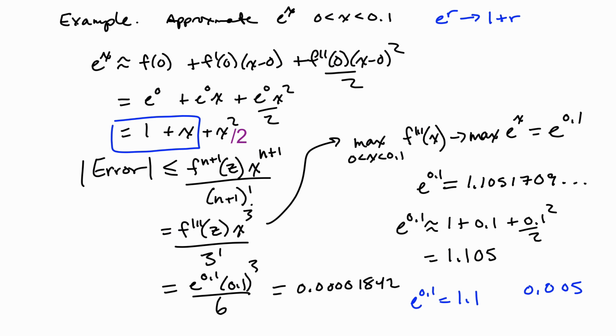And depending on the application, an error bound of 0.005 might be fine. Sometimes you might need something more precise, so the 0.0000184. So you might want to include the quadratic term. There are plenty of other methods for approximating functions. These are the 2 most commonly used ones, so I've introduced them to you today.